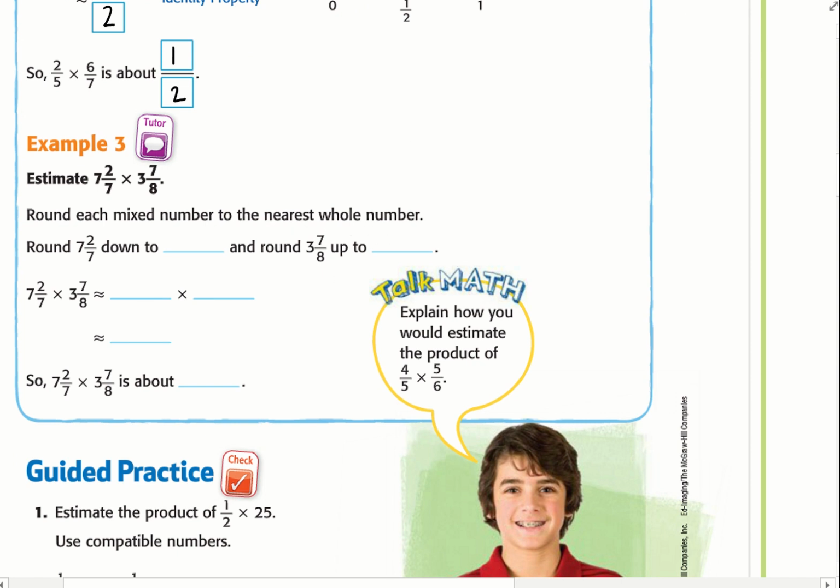So 7 and 2/7, is that closer to 7 or 8? It's going to be closer to 7. And 3 and 7/8, is that closer to 3 or 4? It's going to be closer to 4. So this is going to be 7 times 4, which equals 28. So that's going to be about 28.